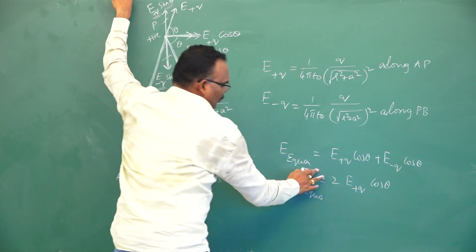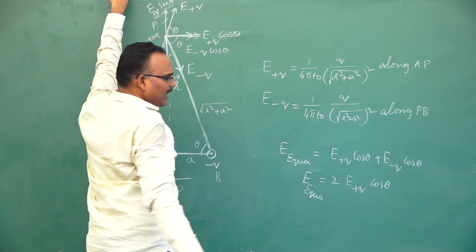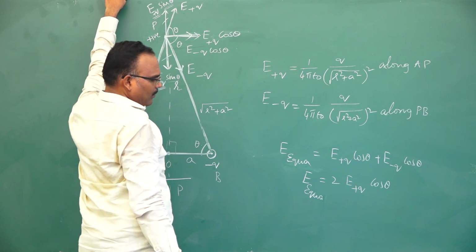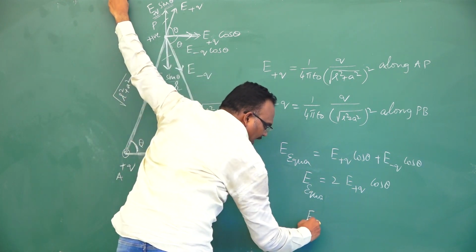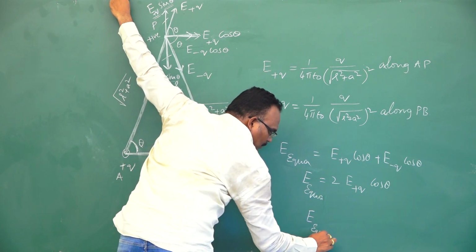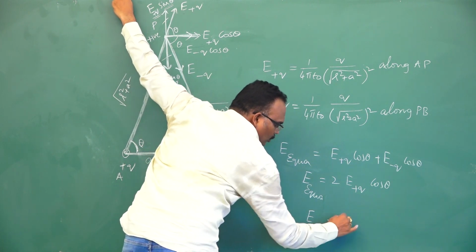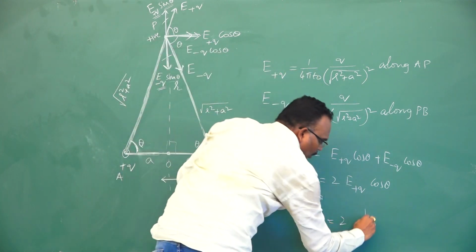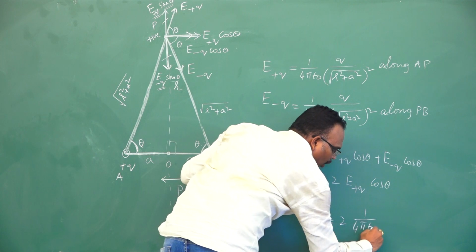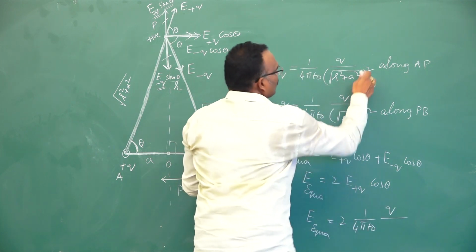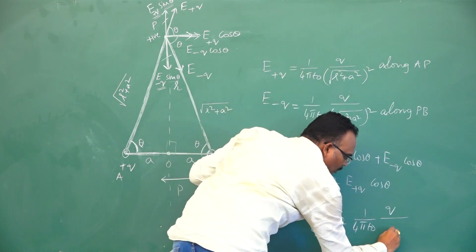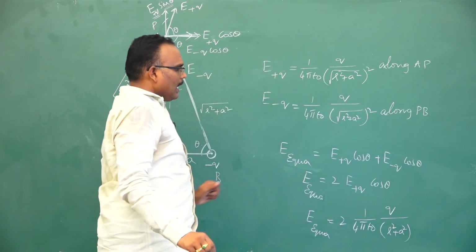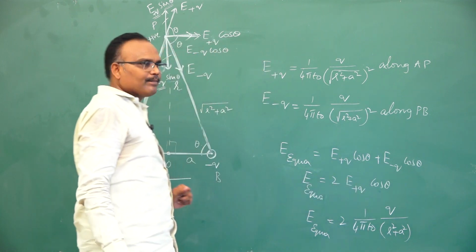Okay, we are not representing vector form here, we are calculating only magnitude of electric field. So electric field along the equatorial line is 2 times electric field due to positive charge, which is 1 by 4 pi epsilon naught Q by, square root cancels, so this is r square plus a square. And cos theta I have to calculate.